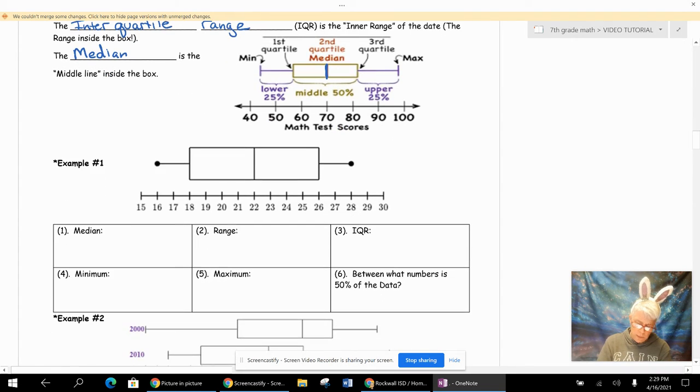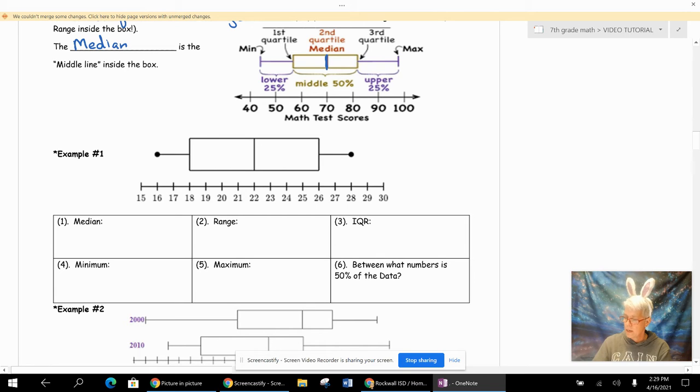So we're going to read one. This could be pretty fast and pretty easy. So the median, I'm going to look right up here. It's this line and I come down and it's 22. That was easy. The range, I'm going to look at the top number, which is 28, and the lowest number, which is 16. I'm going to subtract them from one another and I will get the number 12. So that's my range. That was pretty fast and easy.